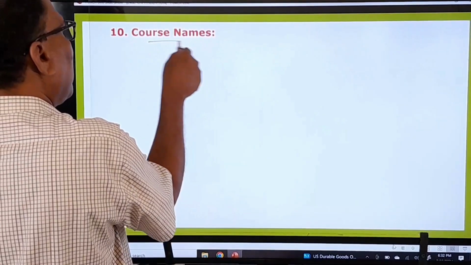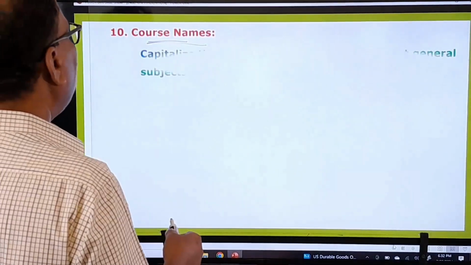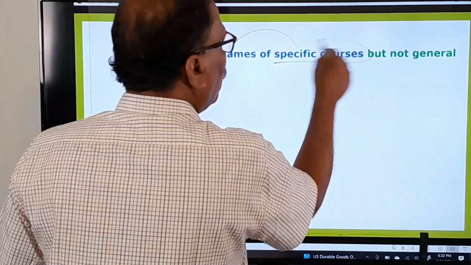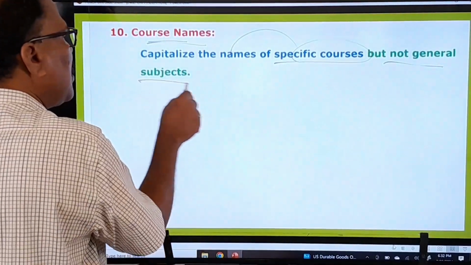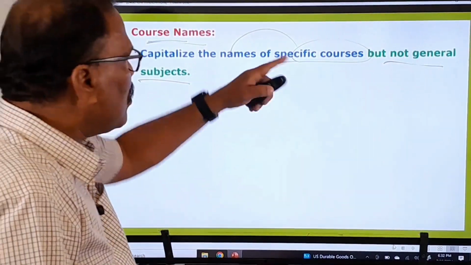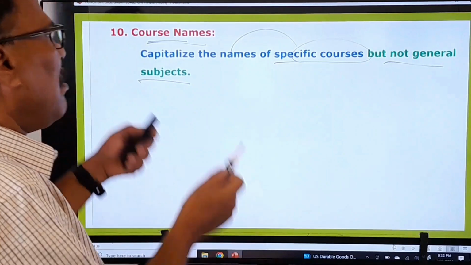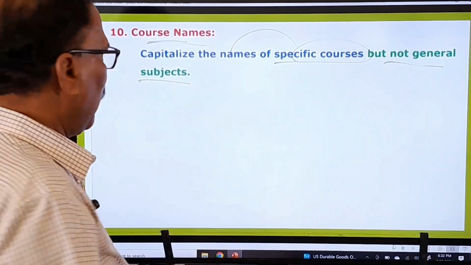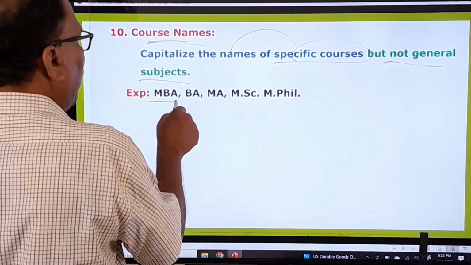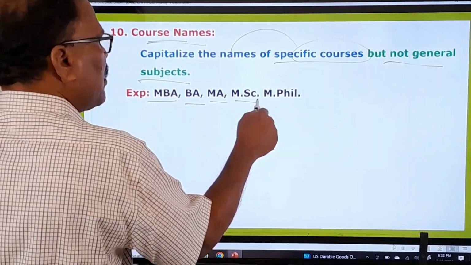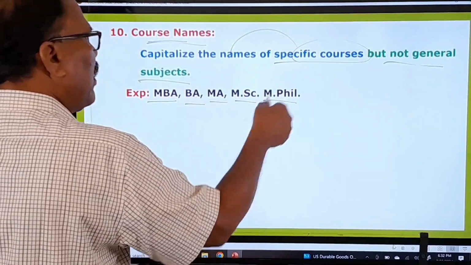Course names are there. Okay, course names. What are the course names? Capitalize the names of specific courses, but not general subjects. Okay, specific course names must be capitalized, but not the subjects of that course. Right. And here you pay attention. MBA is a course. BA, MA, MSc, MPhil. These are all the names of courses.